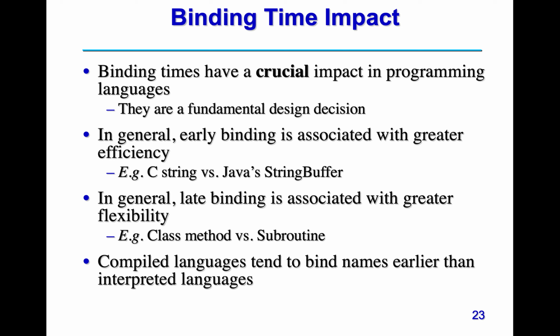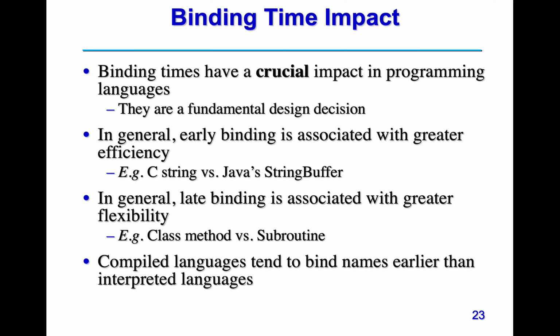In general, early binding is associated with greater efficiency, they say. Late binding is associated with greater flexibility. Late binding meaning Python. Early binding meaning C or C++. It's more efficient to do early binding because you can type check it. It's hard to do that, but you're more flexible if you do late binding. When you say early is static, late is dynamic, by the way.